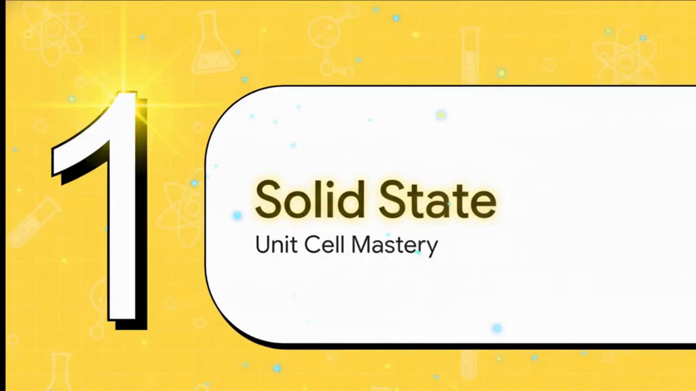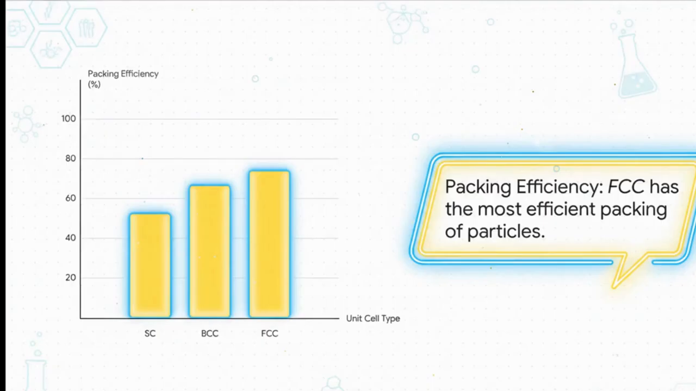All right, level 1, solid state. Now, this chapter is all about memorizing just a few key numbers that pop up again and again. You lock these in and you've got yourself some guaranteed marks. Let's start with the first one. Boom, packing efficiency. Simple cubic is 52.4%, body-centered is 68%, and face-centered is a whopping 74%. So what's the key takeaway here? FCC is the most efficient. This is a favorite exam question, so screenshot this slide right now.